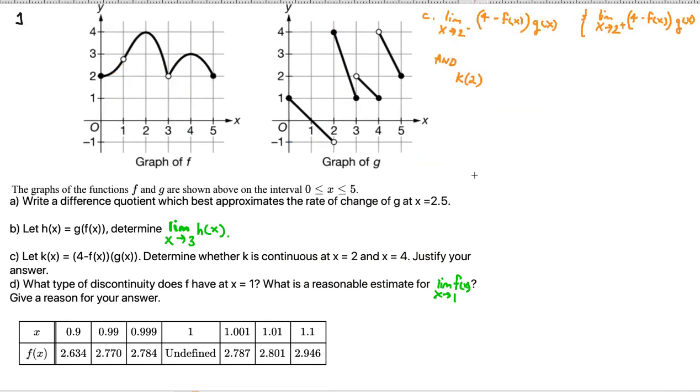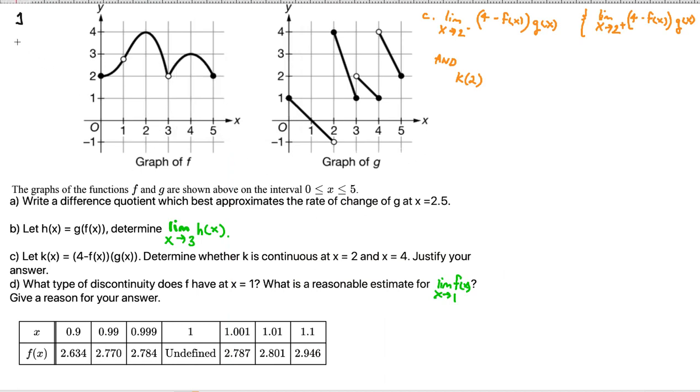Find a function, they call it k of x, and they have k of x defined there in terms of f of x and g of x. They want to know whether this function k is continuous at 2 and if it's continuous at 4. What is absolutely necessary to do this is that we need a definition of continuity. So we need to say, when is it that a function is continuous?